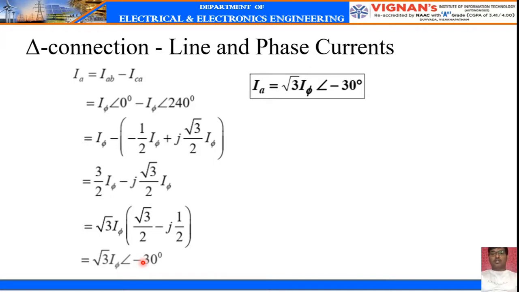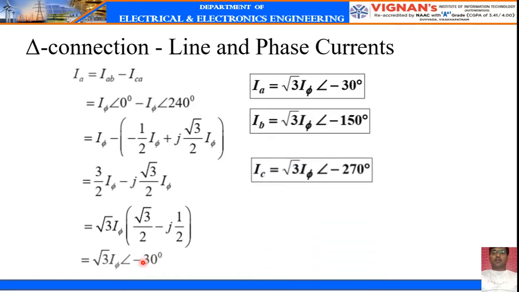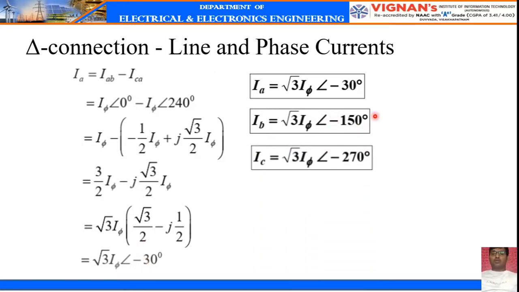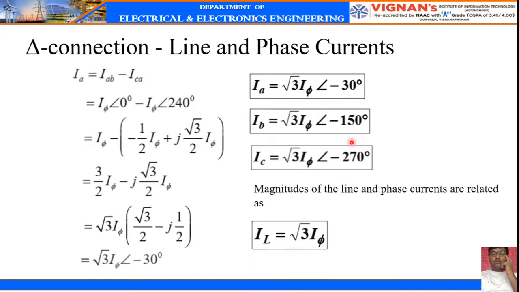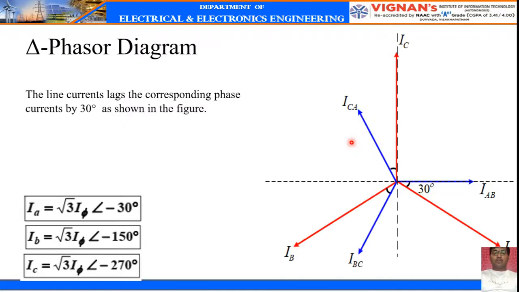All the three phases are symmetrical. Therefore, they have to differ by a phase difference of 120 degrees. So minus 30 minus 120 is minus 150 and minus 150 minus 120 is minus 270. These angles will be helpful while drawing the phasor diagram. The magnitude of line current is equal to root 3 times the magnitude of phase current.